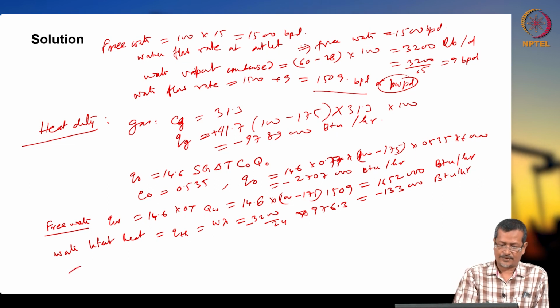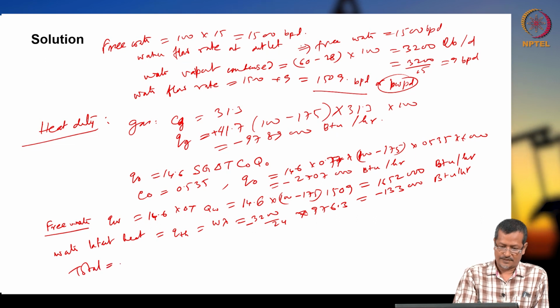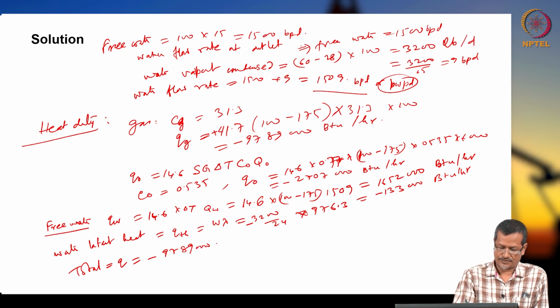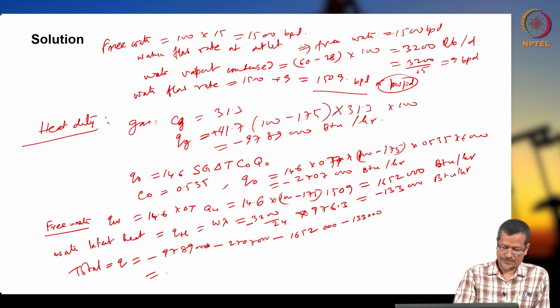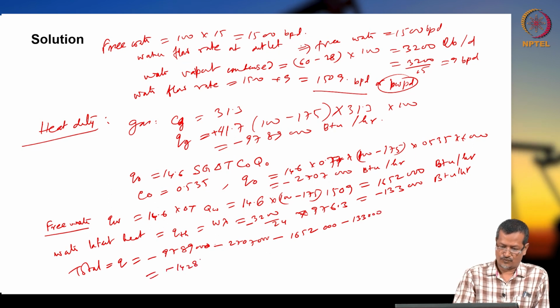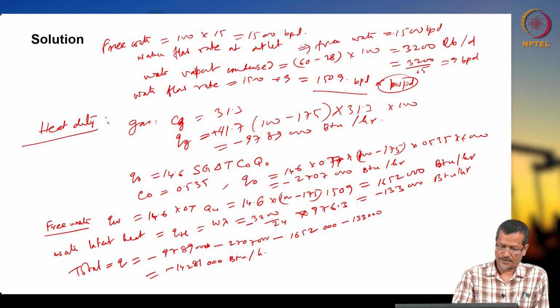Okay, so total heat duty. Q equals minus 9789000 plus minus 2707000, minus 1652000, minus 133000. So, it is coming minus 14281000 BTU per hour. Okay, this is the heat duty.